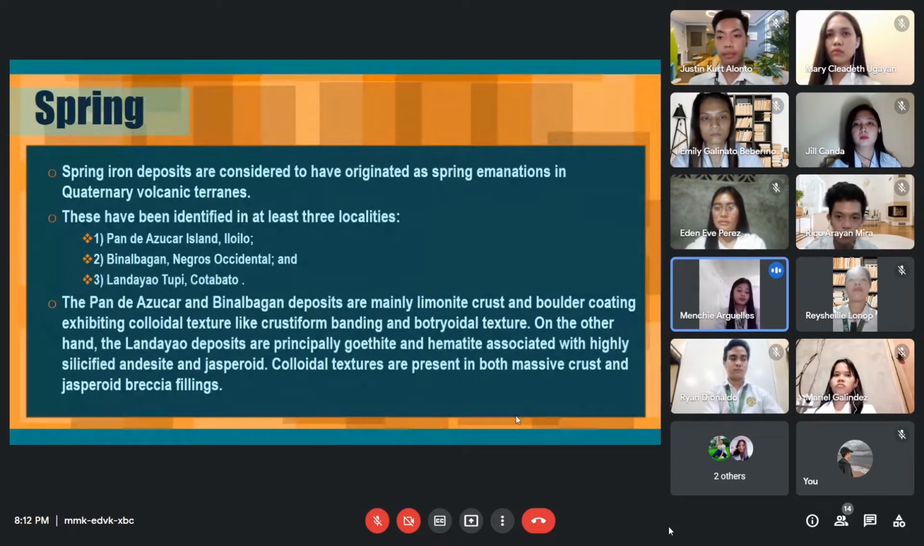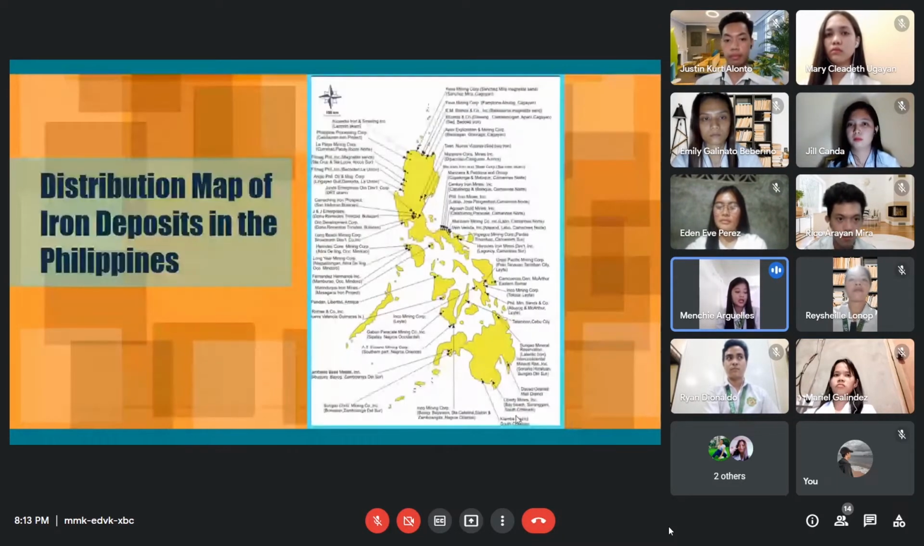And next is the distribution map of iron deposits in the Philippines. So here we have the distribution all over the Philippines.